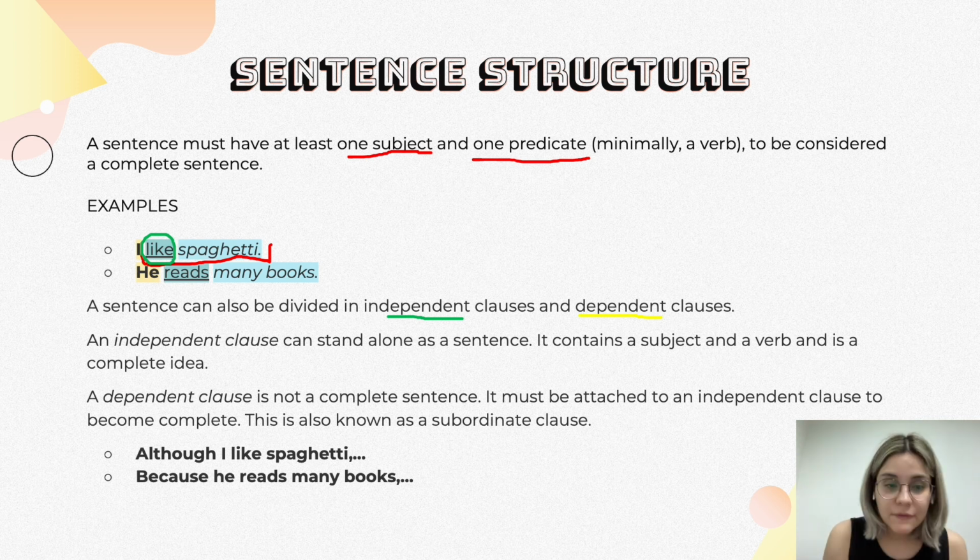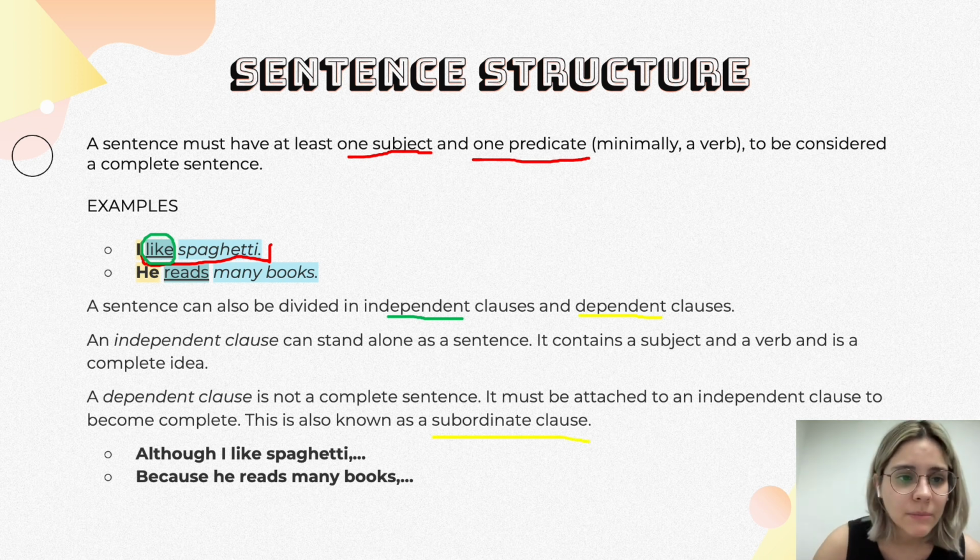The difference between a dependent clause and an independent clause is that the dependent clause does not have a complete idea, okay? It's not a complete sentence. It must be attached to an independent clause to become complete, okay? And we can also call these dependent clauses a subordinate clause, okay?